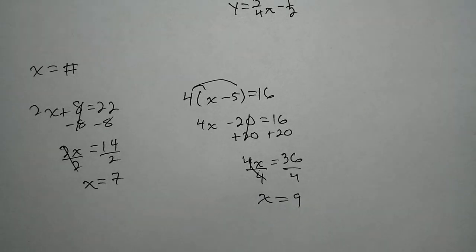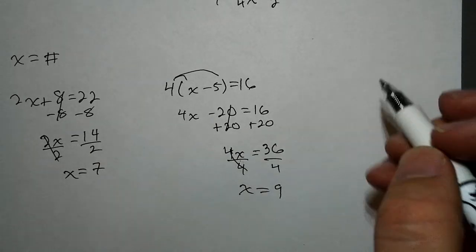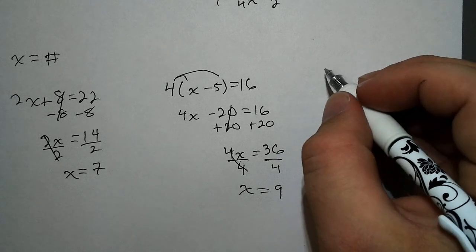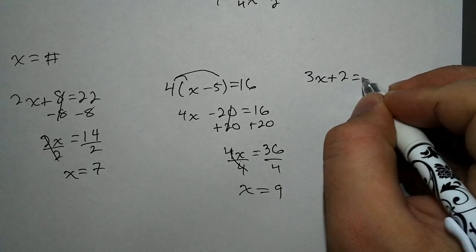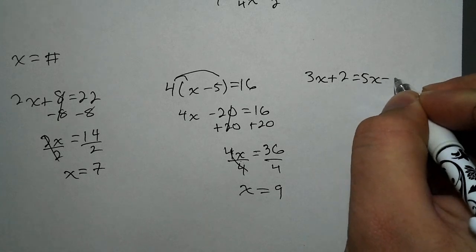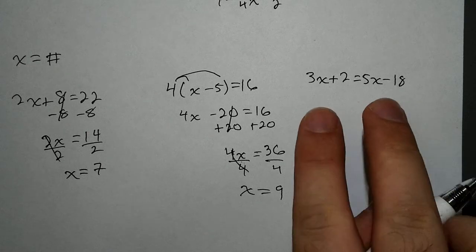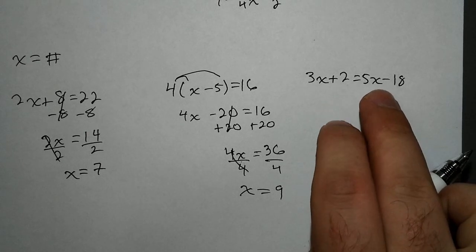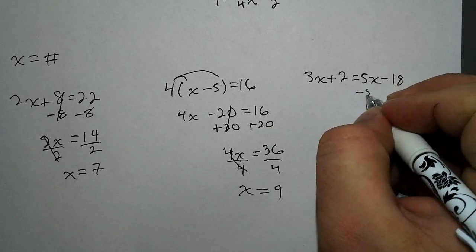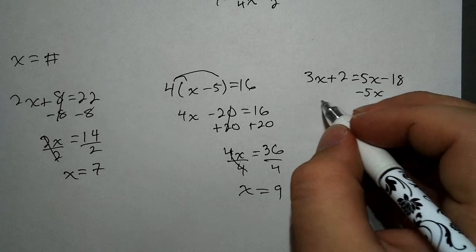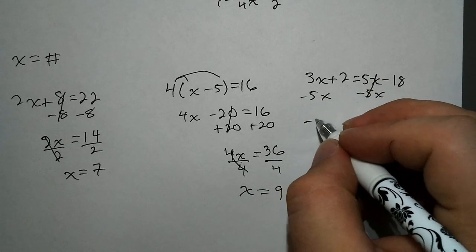So there is a second option. Now, this should have been reviewed. This is what you guys are expected to do when you get stuff like this. 3x plus 2 equals 5x minus 18, where you have x's on both sides. Now, you get to choose. I usually prefer putting my x's on the left, so I'm going to move this 5x to the other side. So minus 5x, minus 5x. Those cancel. 3 minus 5 is negative 2.